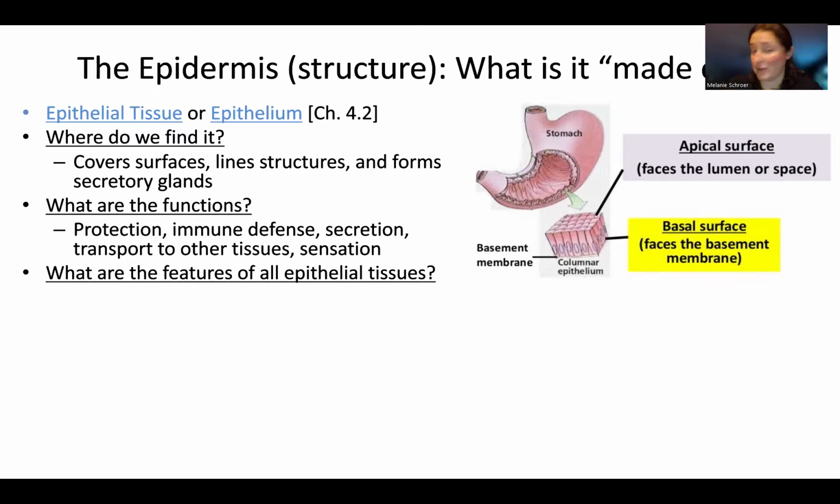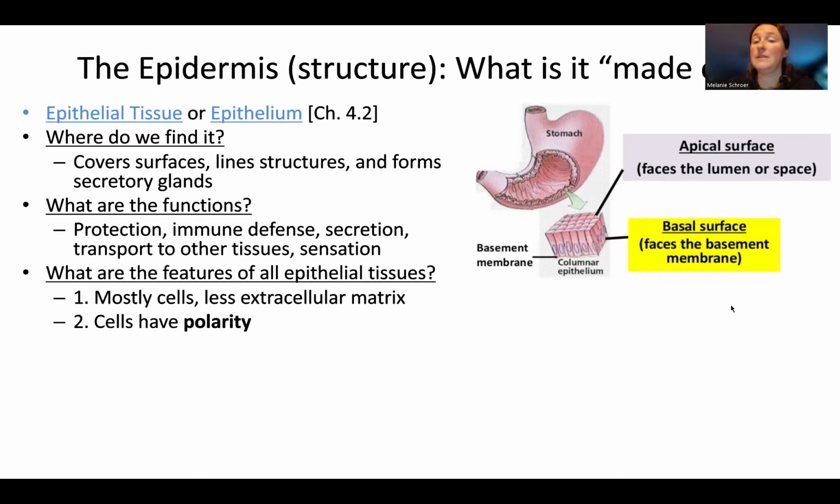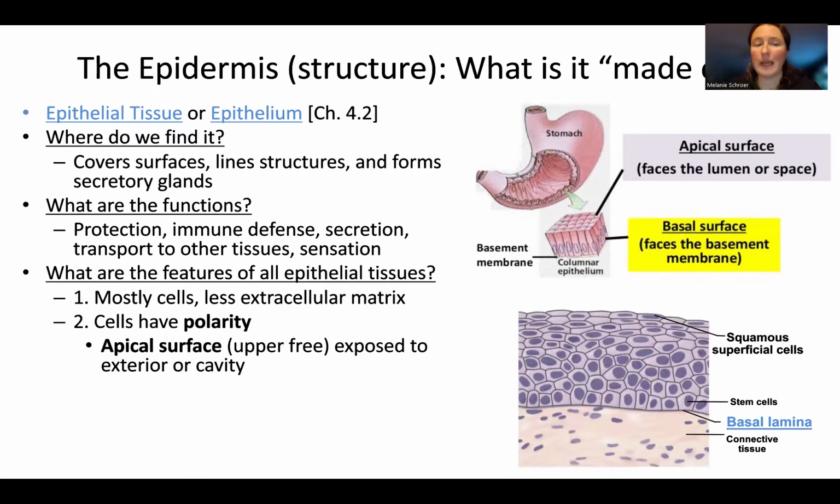All right, so these are the functions, is where we find it, but what do epithelial tissues look like? Epithelial tissues, unlike some of the others, are mostly cells. So it's less protein stuff, less fluid stuff outside of the cells, and more just cells. Right? When we look at this, it just looks like a solid block of cells. These cells, because they form a barrier, they form a covering or a lining, they have what's called polarity.